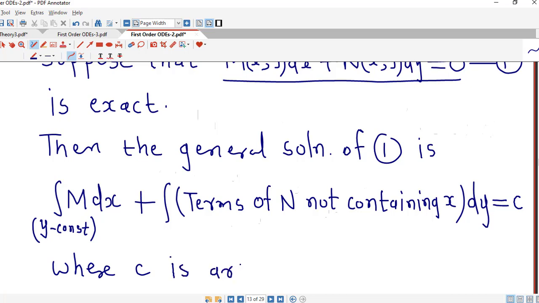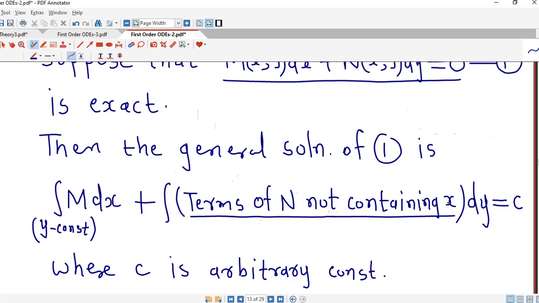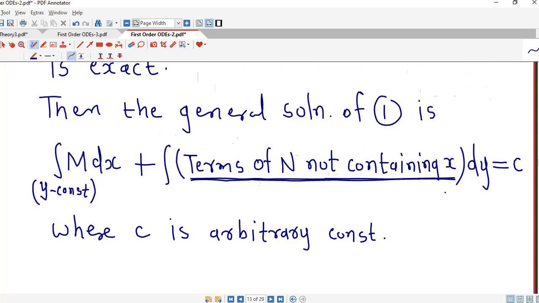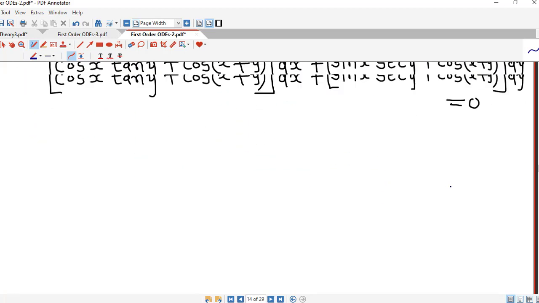So this is a very easy formula. Integrate capital M with respect to x considering y as constant, and find those terms of capital N which are free from x. Whatever we obtain here will depend on y only, so we integrate that function of y with respect to y. We remember this formula and we consider some examples.